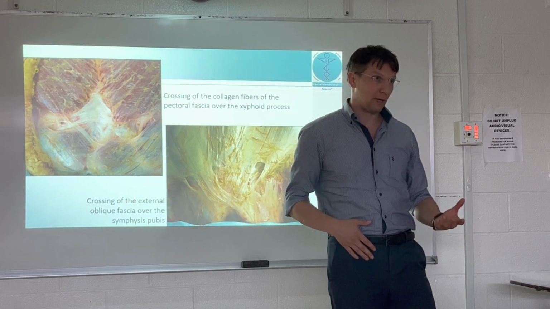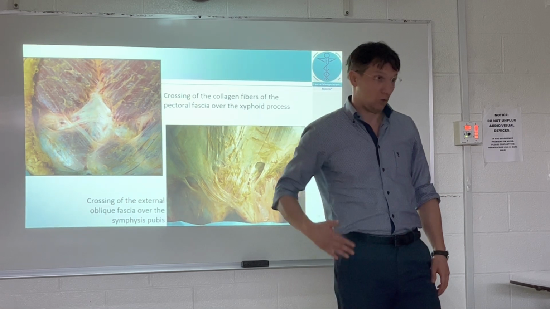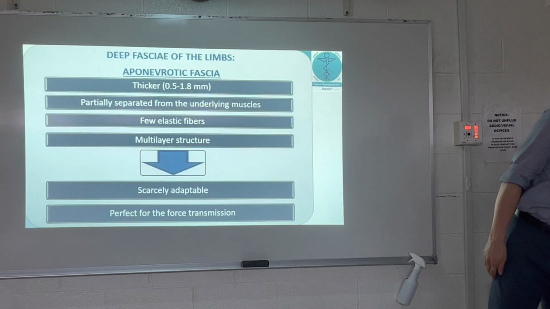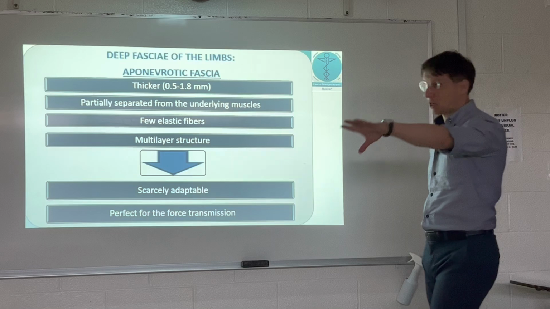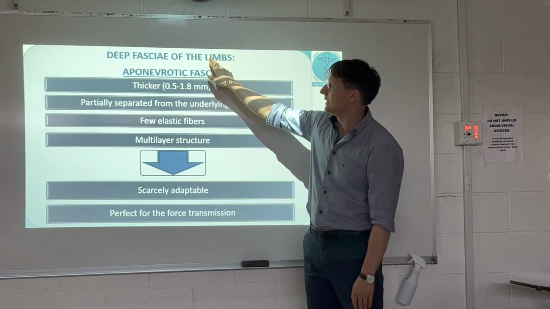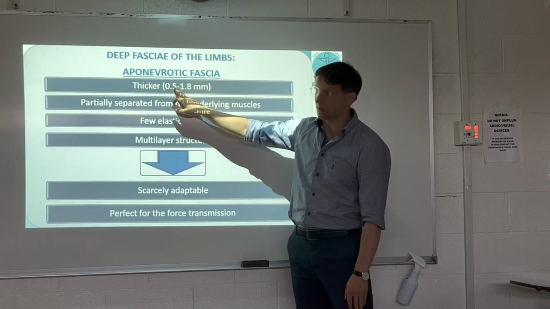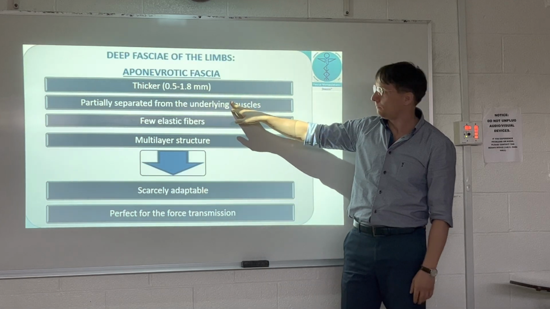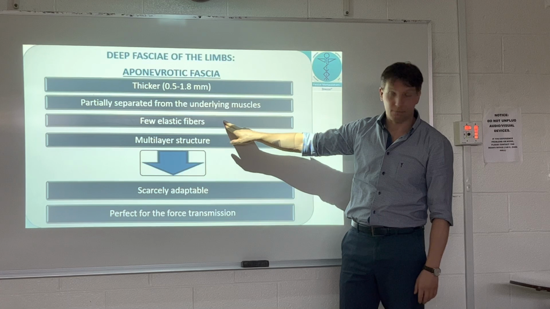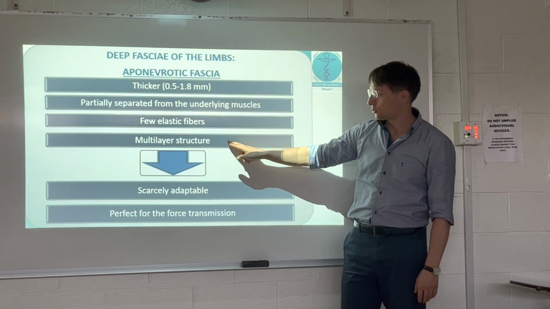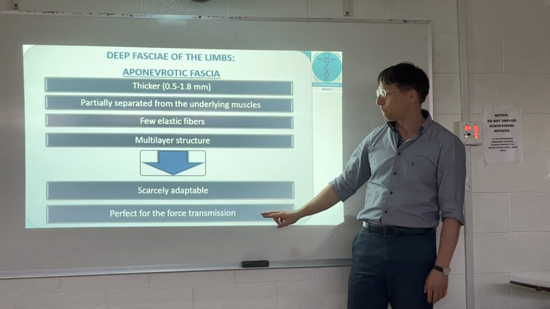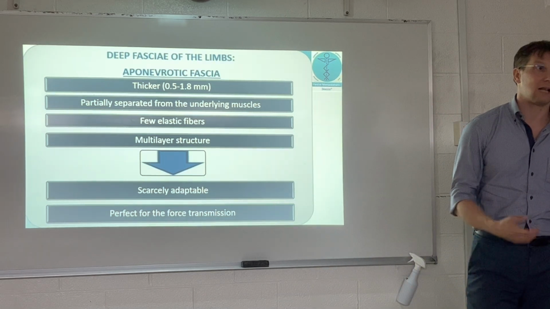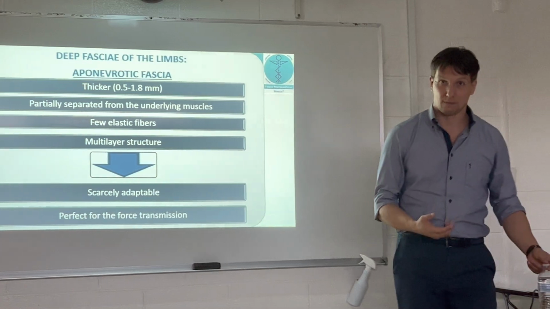Neurologically, it's difficult to explain. Anatomically, it's very simple. Low transmission to the fascia. All right, so we have done, just take home message, we will see later on. In the limbs, aponeurotic fascia, thicker, up to 1.8 millimeter. Partially separable, few elastin fiber, but it's a multiple layer. So it's not adaptable, but it's perfect for transmit force. So the aponeurotic fascia is like a flat tendon, basically.